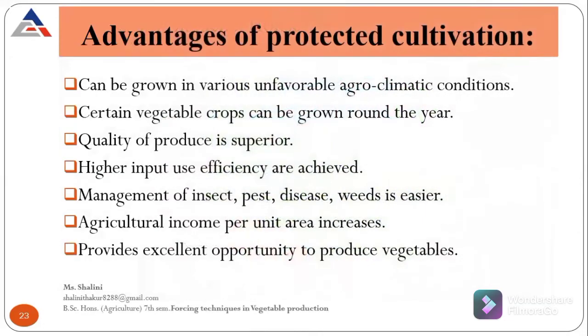So this is all about the different kinds of protected structures. Now the advantages of protected cultivation. One, we can grow our crop in unfavorable agroclimatic conditions. We can get vegetables all over the year. There is quality production and higher input use efficiency. The next point is management of insect pests and diseases. Then agriculture income per unit area also increases, and it provides an excellent opportunity to produce vegetables.